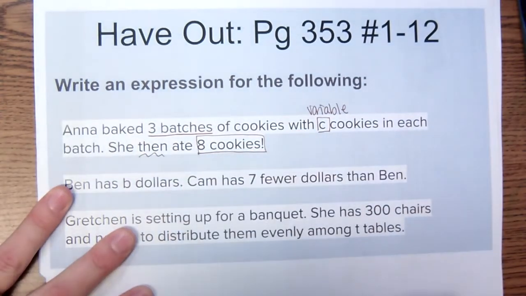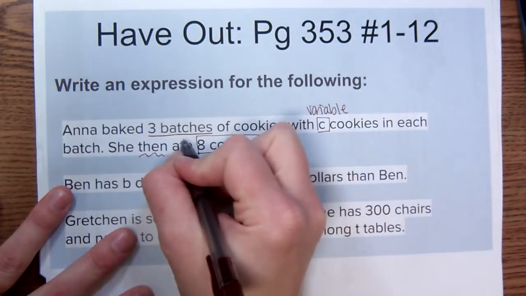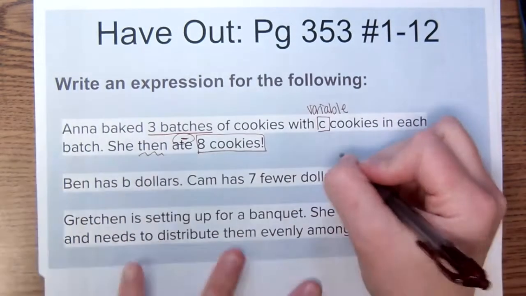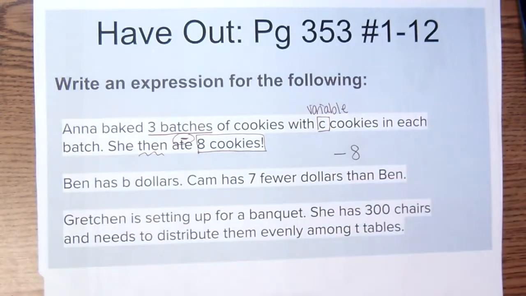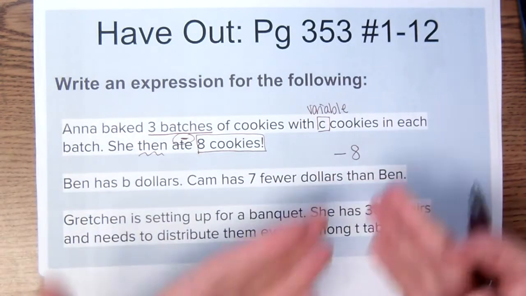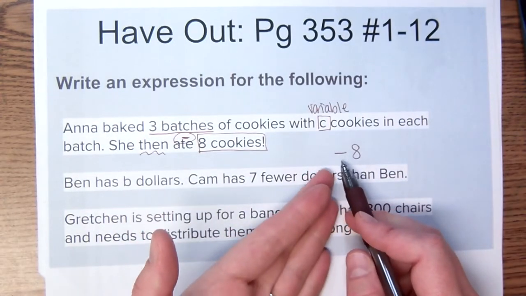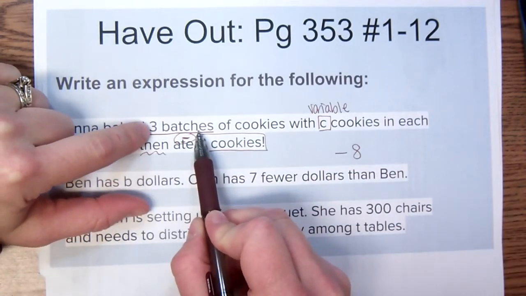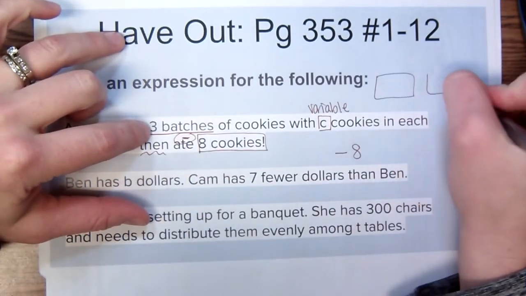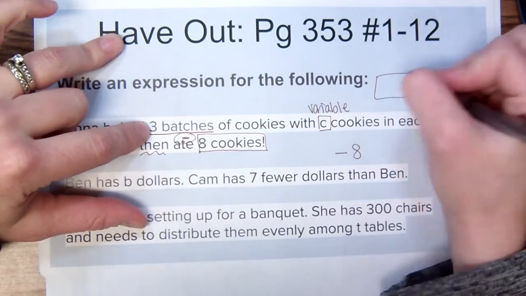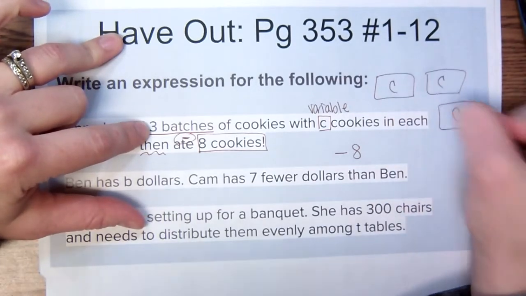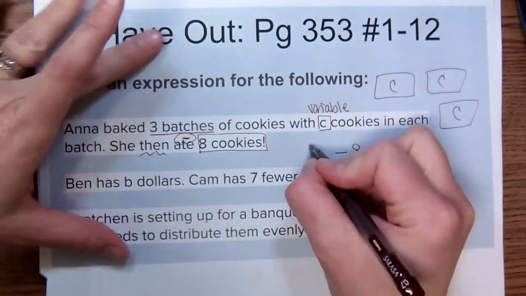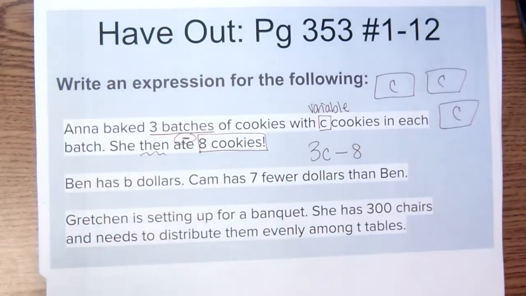If you're eating cookies, you're taking them away. So I know that this is going to be a minus before my 8 cookies. So I'm gonna have something and then go ahead and minus 8 cookies. So whatever makes most sense to you, this is not a -8. I mean, it's like a -8, it's a plus -8, I guess. If she made 3 batches of cookies, that's like 1, 2, 3, and each batch had C number of cookies in each one. What does that look like? It's 3 times C. So 3C, and then she ate 8 cookies.